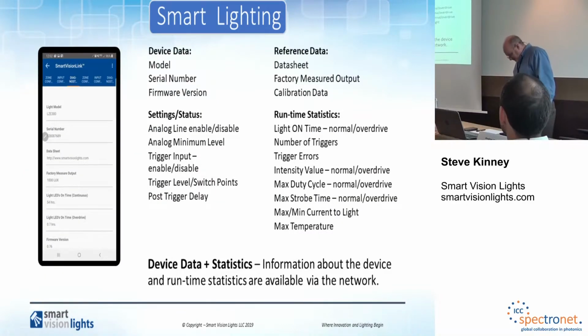But more than that, we're starting to see Industry 4.0 factories, the call for the Industrial Internet of Things. And inside the light, we are able to offer the user much more information. For example, there's device data, the model, the serial number, firmware, so they can know exactly what's in that light. The status and the settings, there's analog and trigger controls there. They can control their trigger leveling if they're triggering the light.